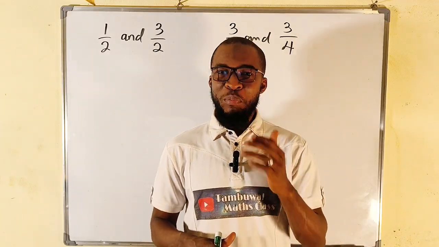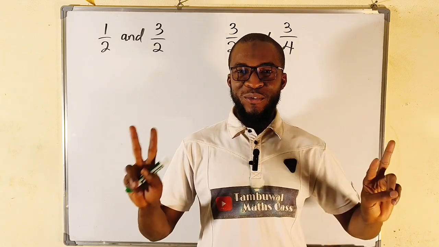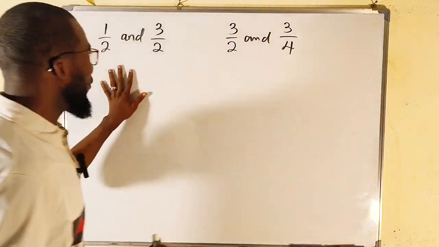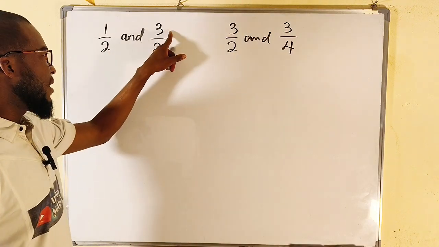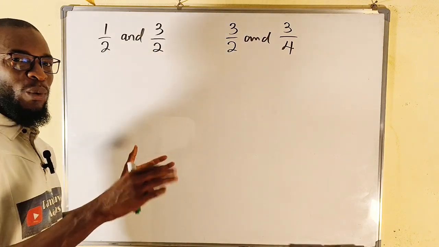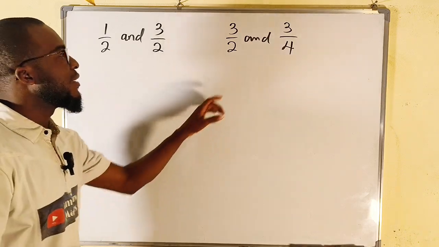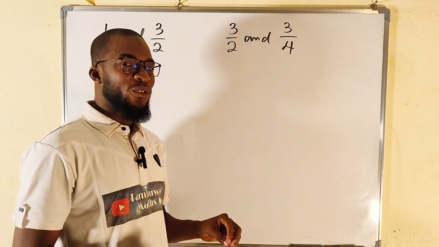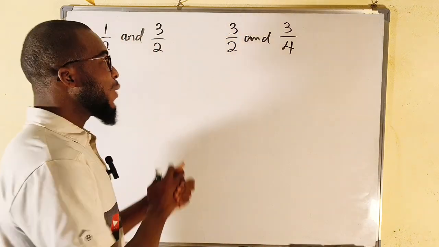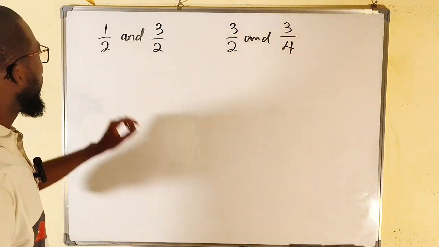Today we are going to compare fractions and we have only two problems. We have the first one and the second one. 1 over 2 and 3 over 2. We want to determine which one is greater or less than. We have 3 over 2 and 3 over 4. There is something I want to point out in this tutorial. This is why I make it very simple.